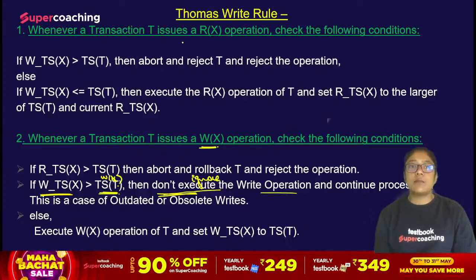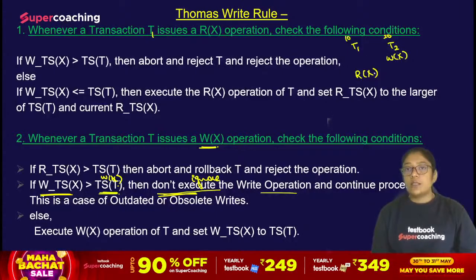Rest everything is the same. First one, it is saying that T1 has issued the read operation, exactly the same, and the write timestamp value is greater. So in this case, we have to reject the operation and roll back the transaction. Otherwise, we will be executing the operation and we will set the read timestamp value.